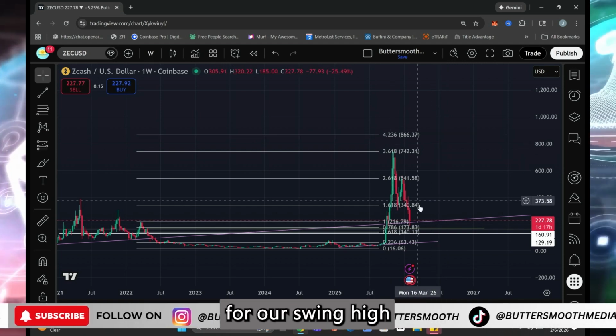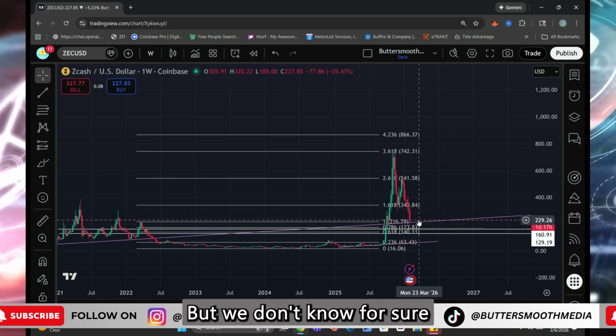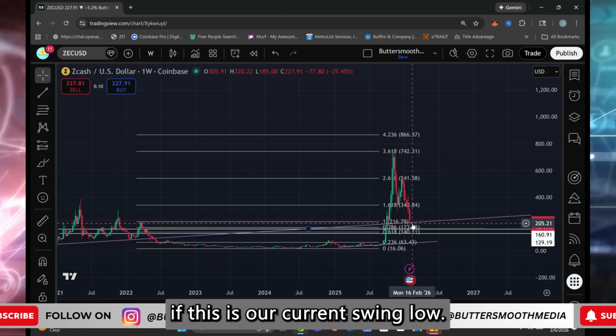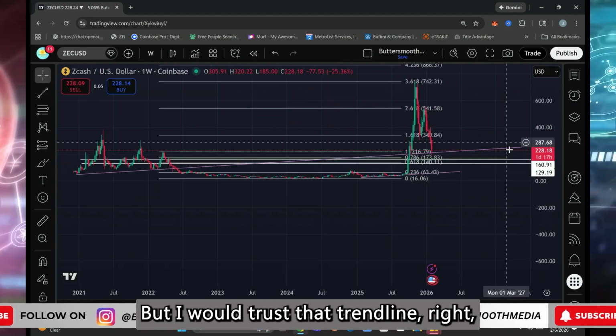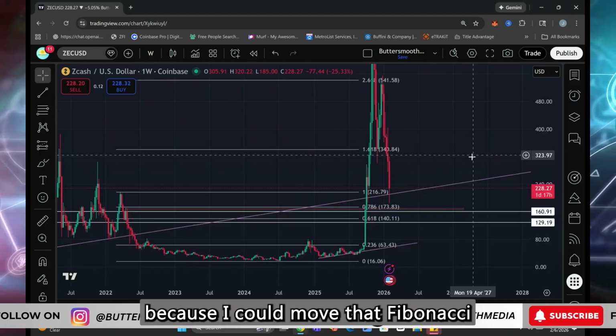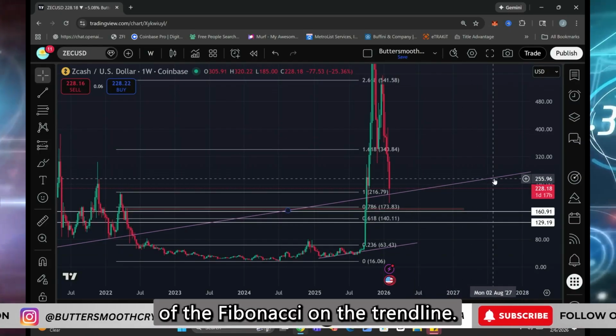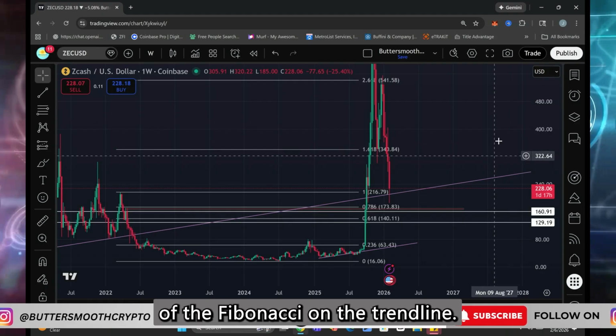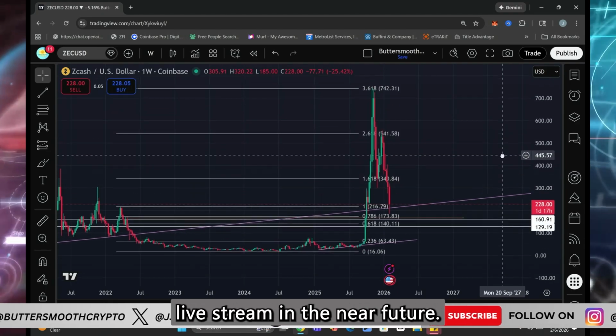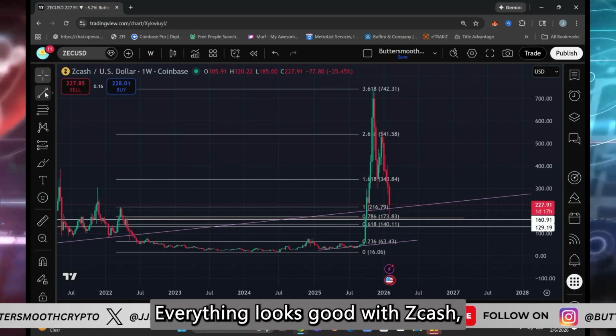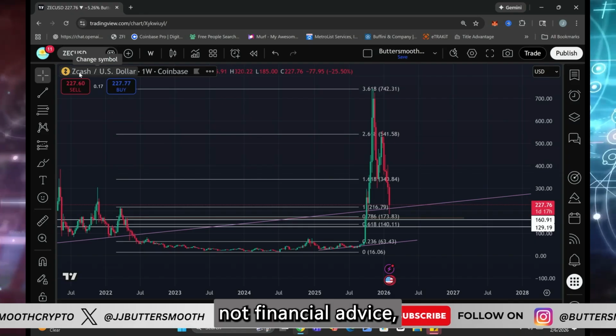We would have to plot a new one from our swing high to our potential swing low, but we don't know for sure if this is our current swing low, but I would trust that trend line. I could move that Fibonacci and we could just retest it and put our zero movement of the Fibonacci on the trend line, but that's for a different live stream in the near future. Everything looks good with Zcash, not financial advice.